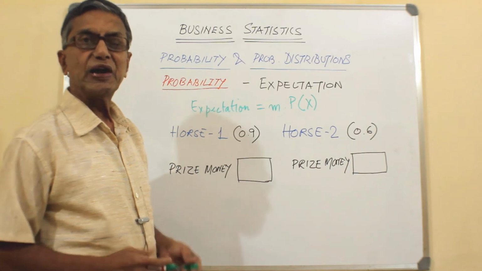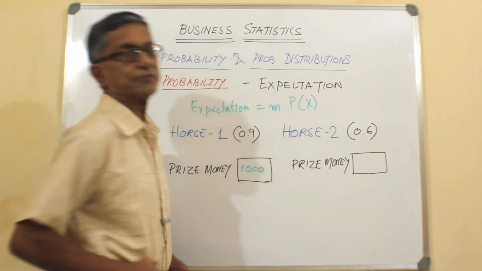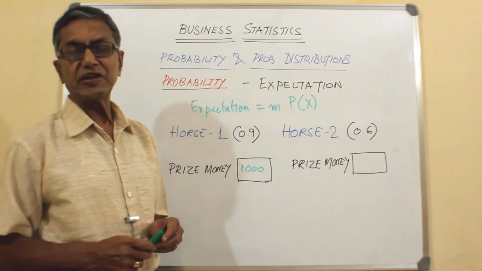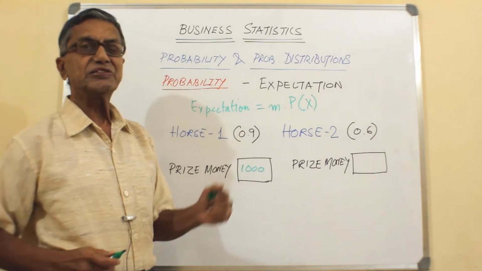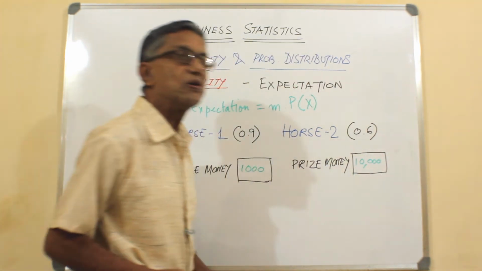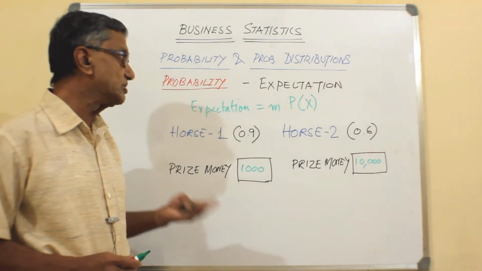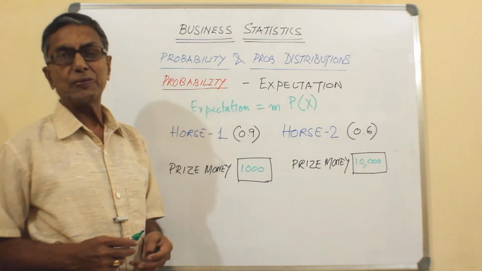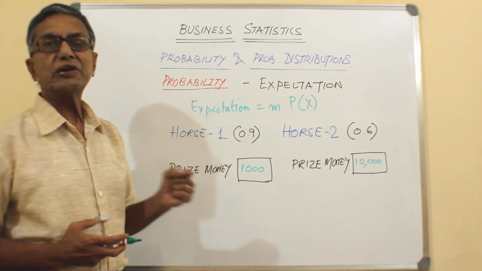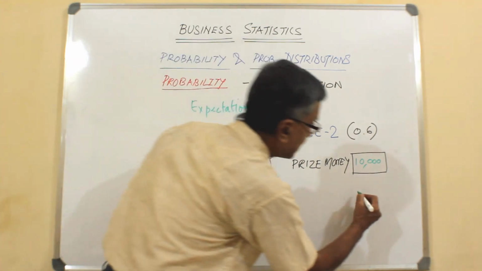Most of the people will bet and hence the money gets divided, and let us say you get 1000 rupees as the prize money. On the contrary, horse 2 has a lower probability of winning compared to this horse, but let us say the prize money is 10,000. Now, the expected value is basically the entity multiplied by the probability, or in this case the money value multiplied by the probability. The expected monetary value in this case will be 900 and here it will be 6,000.